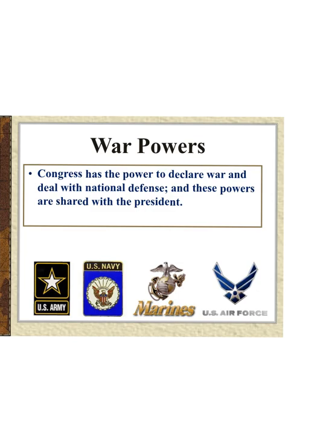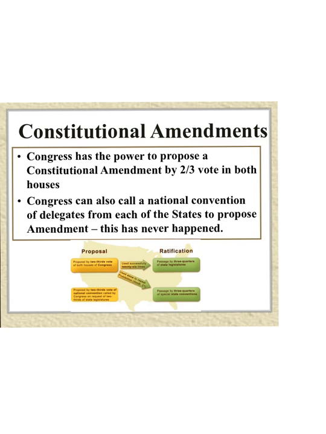Congress has war powers. Congress has the power to declare war and deal with national defense. And these powers are shared with the president. Congress has the ability to propose constitutional amendments. They can propose a constitutional amendment with a 2/3 vote in both houses of Congress. Congress can also call a national convention of delegates from each of the states to propose amendments. This part has never been done.